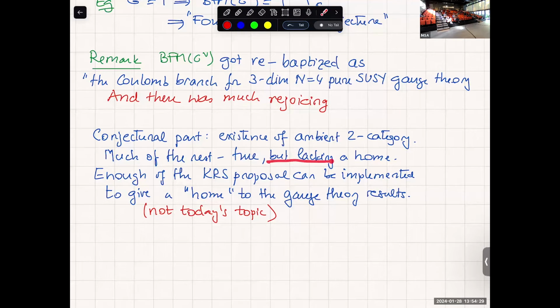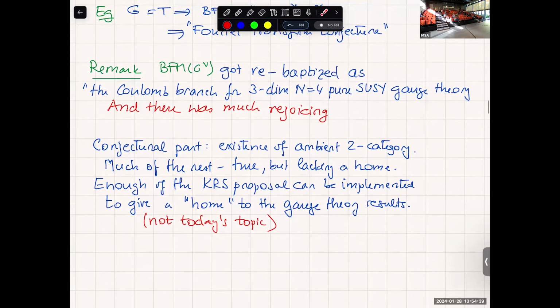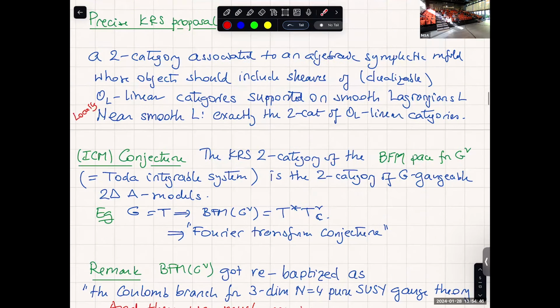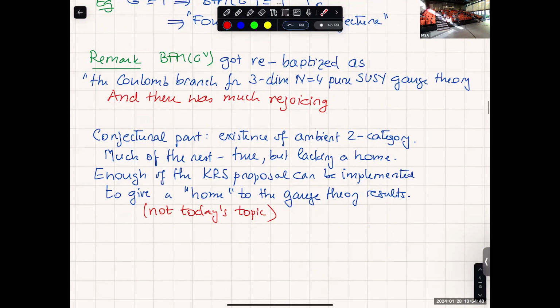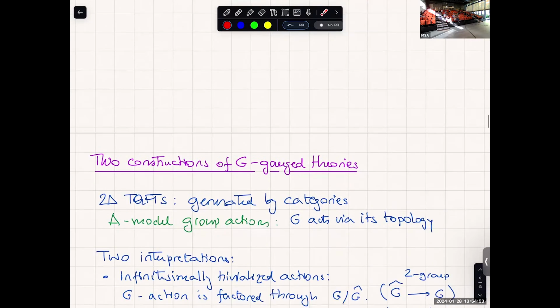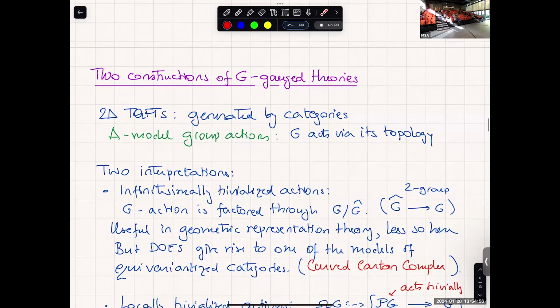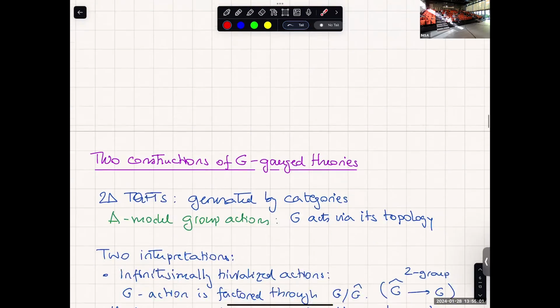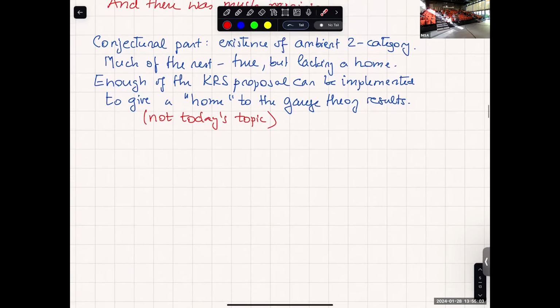So now there is at least a minimal home for that, but I won't talk about that today, because I'd probably spend the rest of the lecture on it. It's not that interesting. It's a cheap trick that produces something in which some of the local calculations that KRS wanted can be reproduced, and that's good enough if all you want is some home where all the calculations live. So instead, I'll give two constructions, two pictures maybe, of topologically gauged theories or categories.